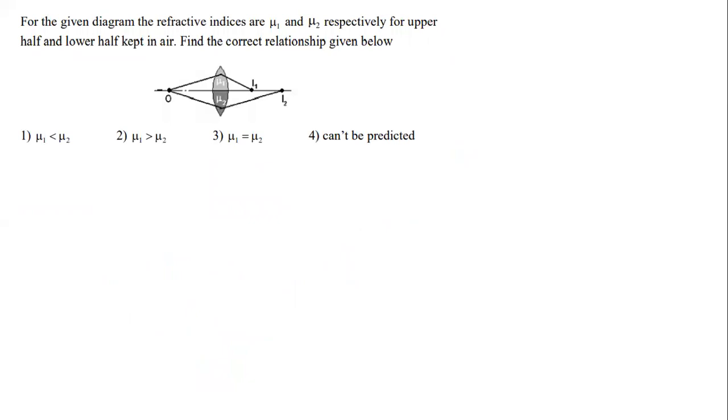For the given diagram, refractive indices are mu1 and mu2 respectively for the upper and lower halves, kept in air. Find the correct relation. The same object is there, but they are focusing at different places. Obviously, what would be the relation? So mu1 is greater than mu2.